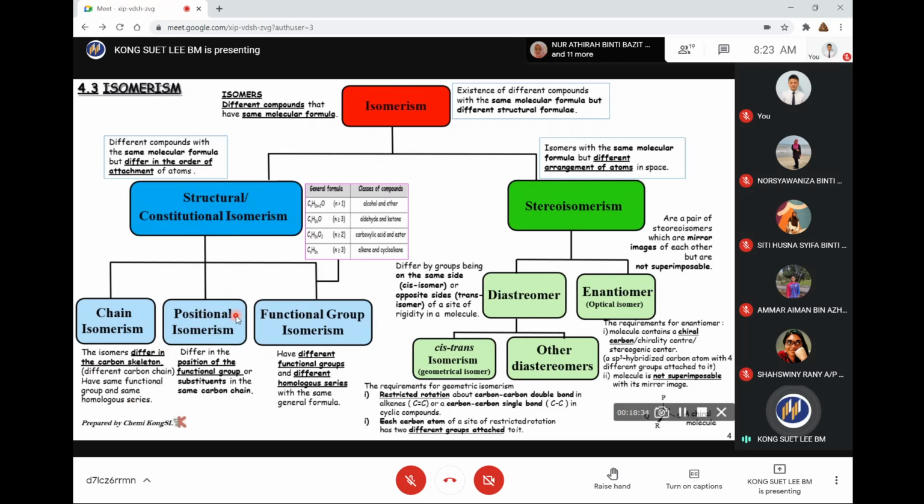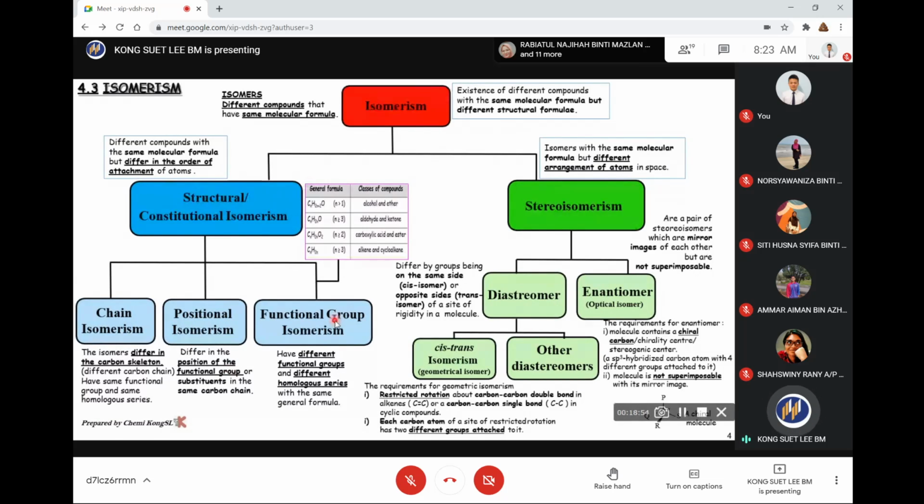But positional isomer differs in the position of the functional group or substituent in the same carbon chain. Ni rantai tetap sama, tapi kedudukan functional group berbeza. Jadi masih sama functional group, the functional group still the same, just change in position.